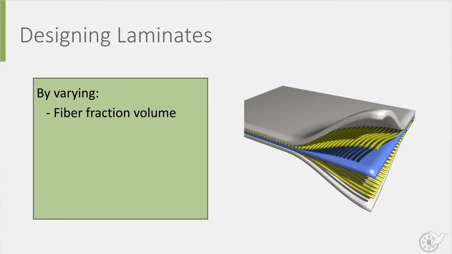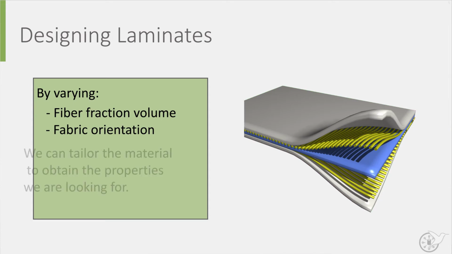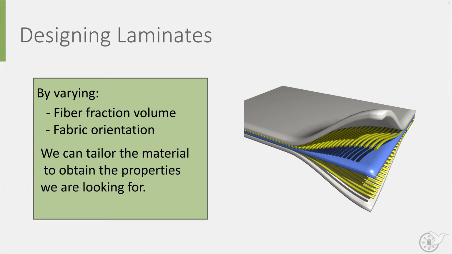Tinkering with the fiber volume fraction and stacking plies under different orientation on top of each other, as is shown here, allows us to tailor material to the properties we are looking for. This combination of ply layers is called a laminate and is also referred to as a composite material.